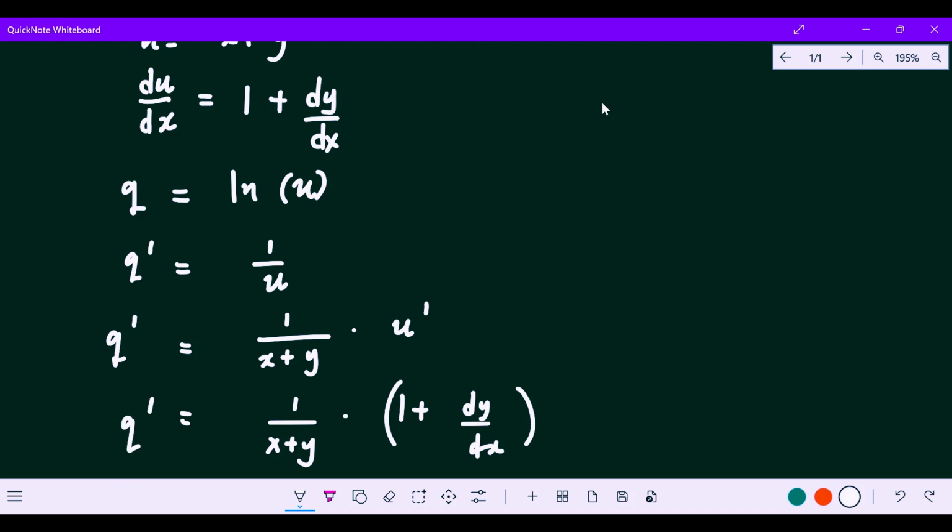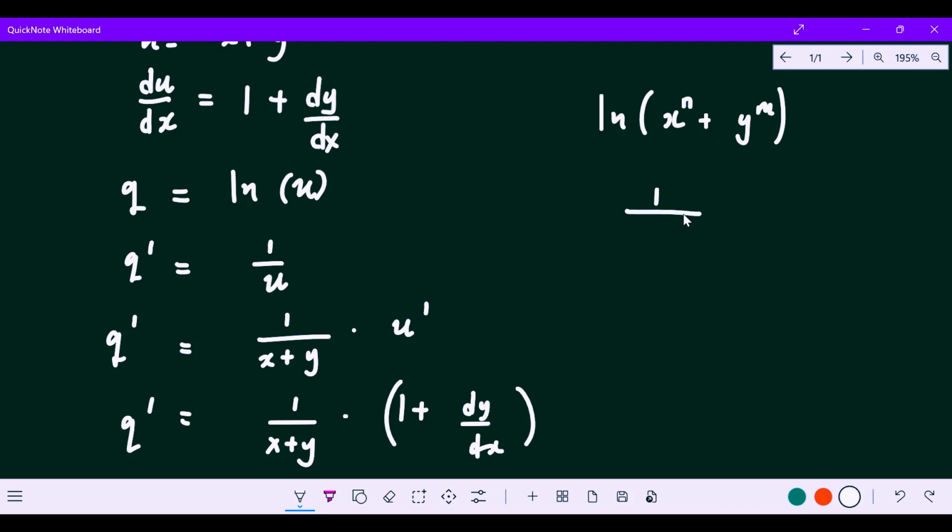So every time you have natural log of, let's say, x to the power m plus y to the power m, this just becomes what?